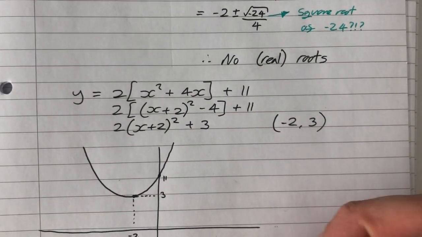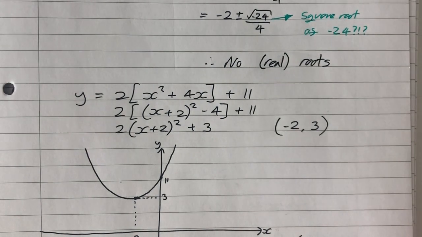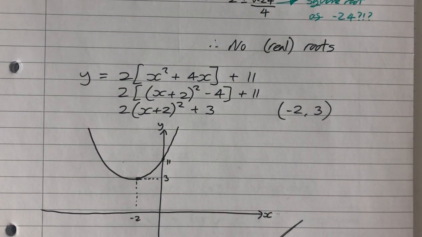Okay. Don't forget to label your x and y axes, and then that's the sketch of y equals 2x squared plus 8x plus 11. That is enough detail for the full marks.